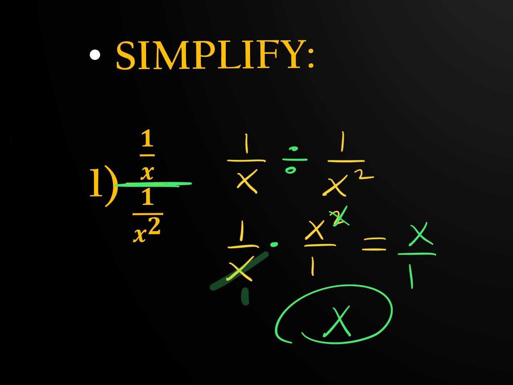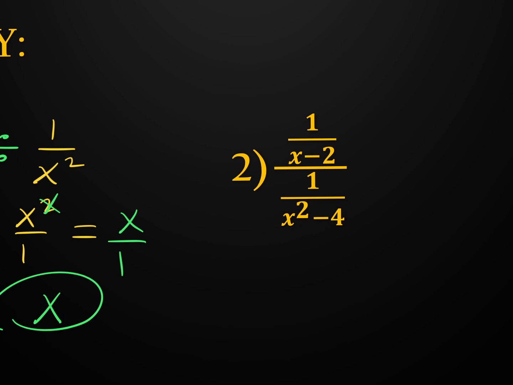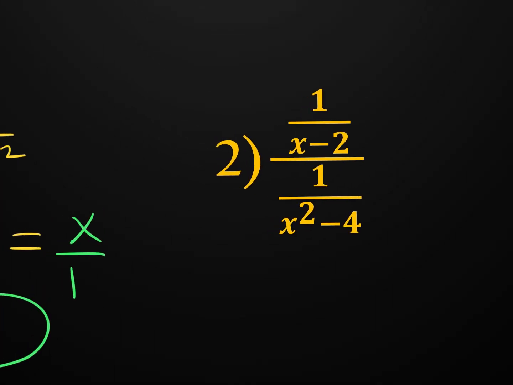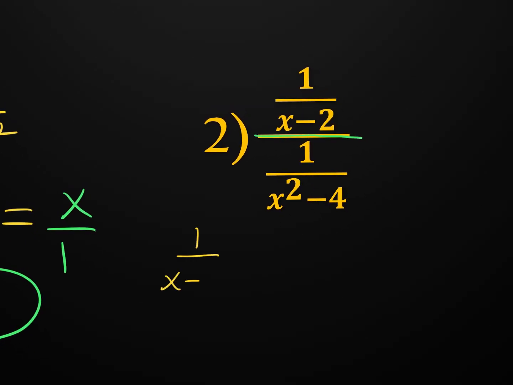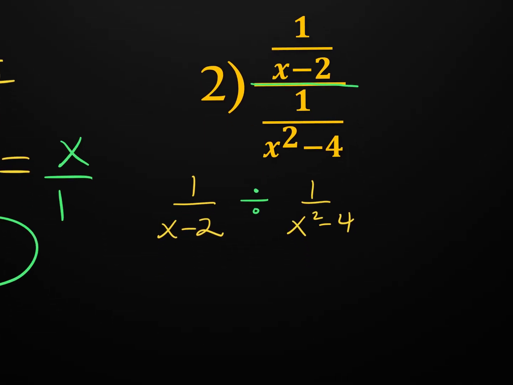Okay, example 2. Again, nothing to add or subtract here. All I have is a fraction in my numerator and a fraction in the denominator. Again, that fraction bar is the division sign. So really all I'm doing here is 1 over x minus 2 divided by 1 over x squared minus 4. So now I'm going to first keep, change, flip it. Keep the first fraction the same. Change it to multiplication. And then flip the second fraction upside down, or to its reciprocal. Now it's just like P5b again.